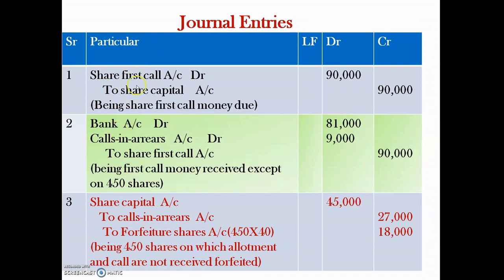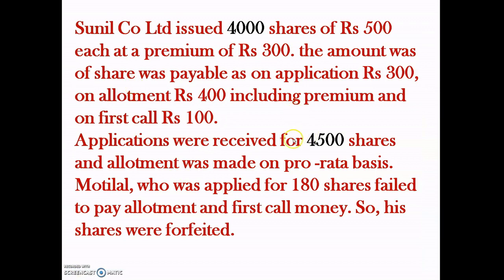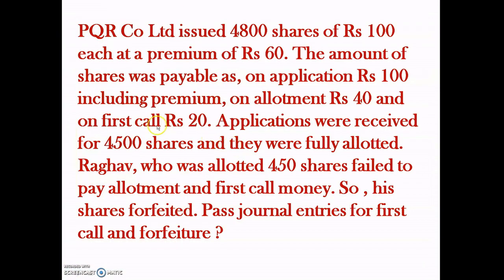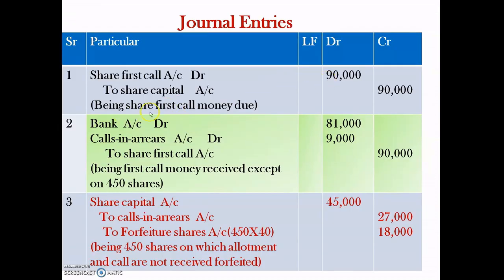First call journal entries: first call due entry, first call received entry, and forfeiture entry. So here the first call due entry is share first call account debit to share capital account. Once again I will tell you, here we are taking the number of applications received. We are not taking the number of shares issued. Why? Because this is the case of under subscription. For that we are taking 4,500 multiplied by 20, it will come 90,000. Being share first call money due, in both columns, debit column 90,000, credit column 90,000. This is the due entry.